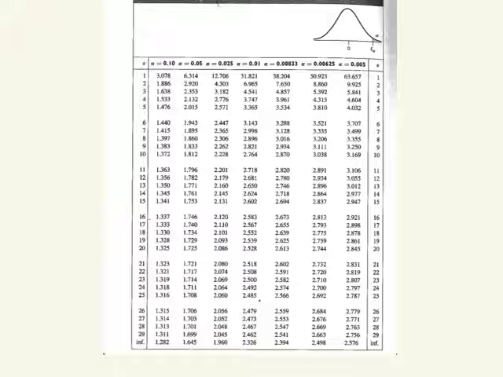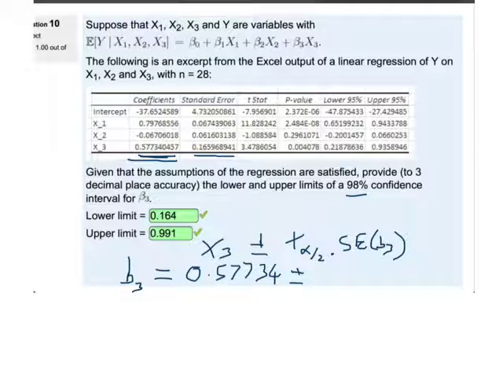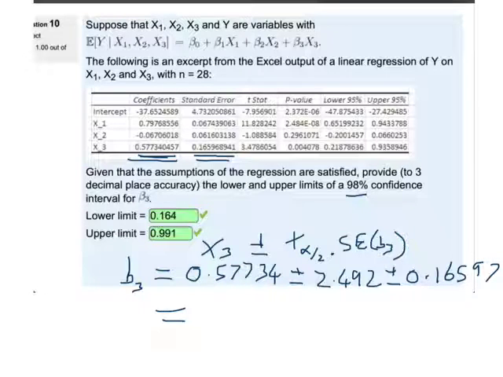Thank you, Tali. So what do we got? 2.492 plus or minus our standard error, which is 0.16597 we'll call it, and that's going to give us hopefully the answers that you can see are correct there.